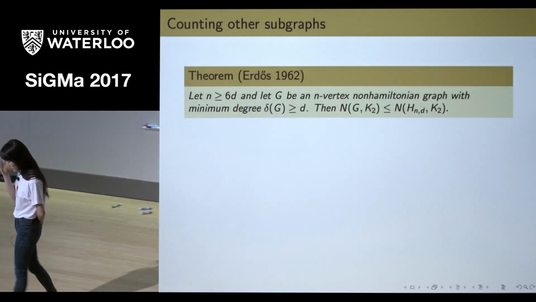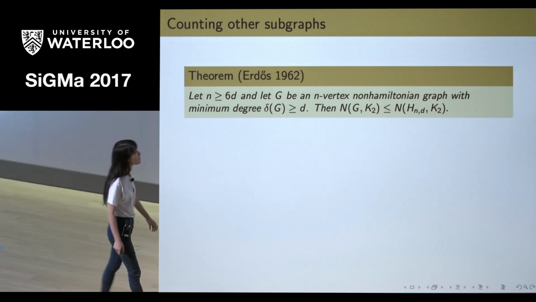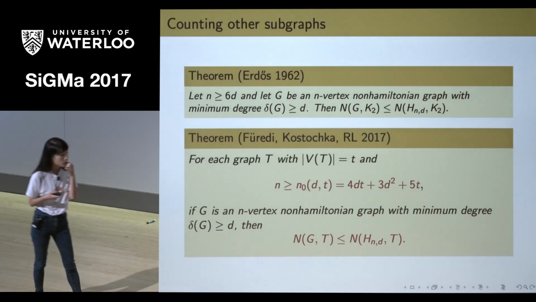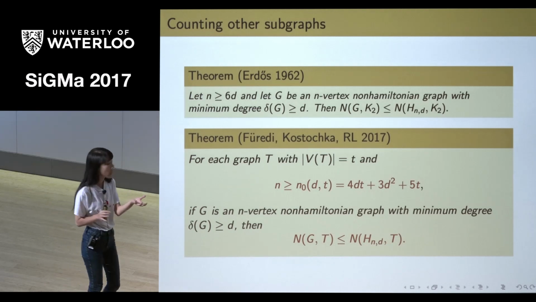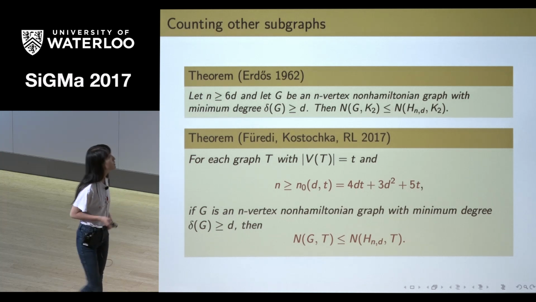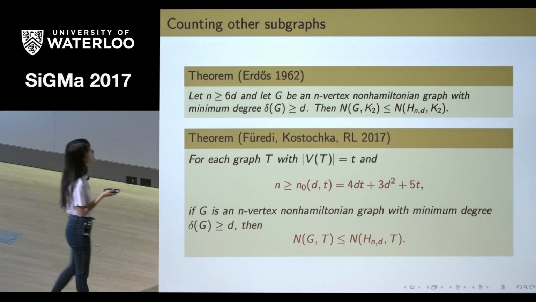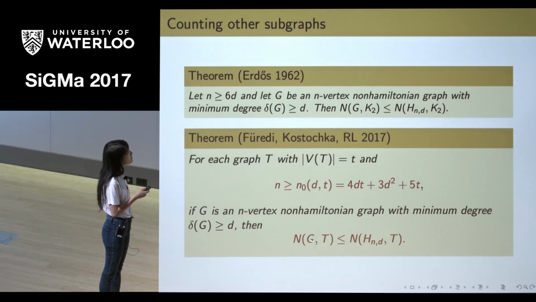Okay. So here's the same thing, just copied over. And the first new result I want to talk about today is a generalization of this result, which says, so now I'm going to fix any graph I want, T. This is the graph I want to count. And I let n be large enough compared to T and whatever D is. Then if G is an n-vertex non-Hamiltonian graph with minimum degree at least D, then the number of copies of T in G is at most the number of copies of T in H(n,D).